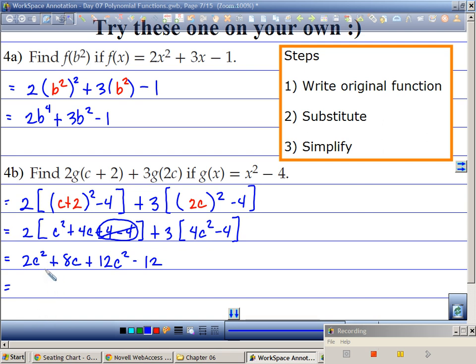In descending order, what's my degree of my polynomial function? If the degree is 2, the leading coefficient is 14c squared plus 8c minus 12. Questions? Yes, Susan.